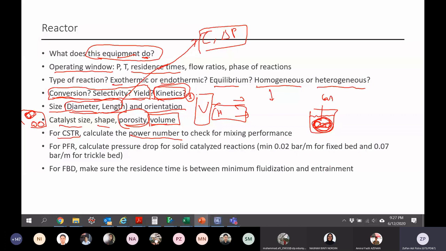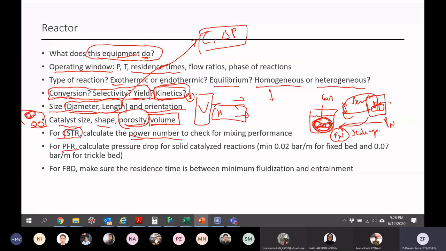So people in the lab, when they get the information, for example, you go to a patent, your reaction has a patent, and this patent says they have the size of the glass beaker, the RPM, and the size of the impeller. And you want to translate that into industrial scale. You're scaling up. So you have to make sure the power number here is the same as the power number that you would like to have in the industrial scale. So that's one of the things to consider for the CSTR.